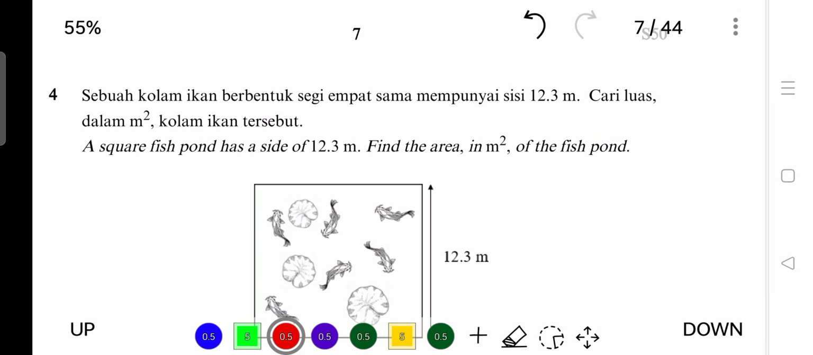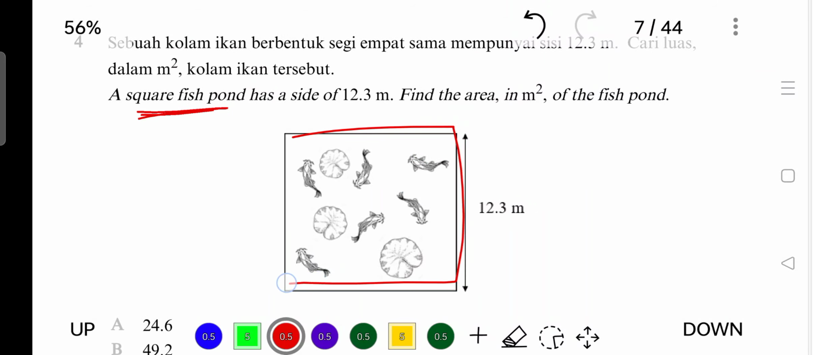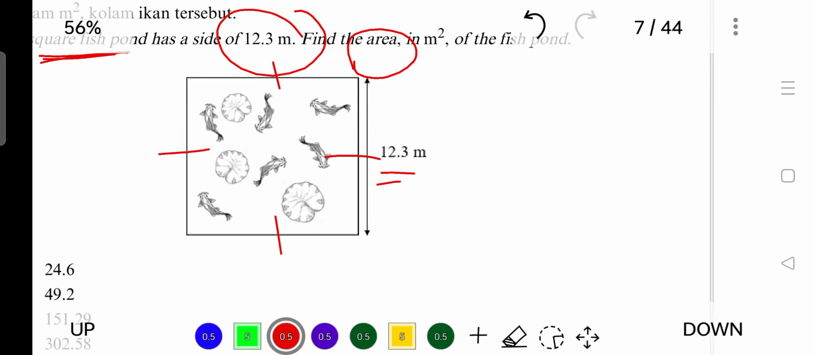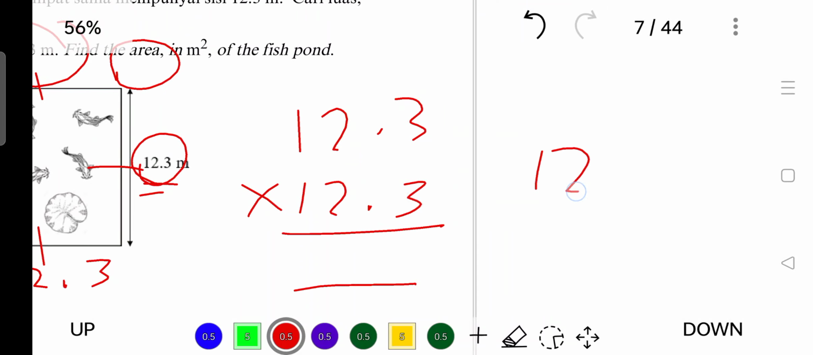Okay, a square fish pond. Let us highlight. They mentioned a square. This is a square fish pond. Square means the sides should be the same. Alright, side is 12.3. Find the area. How do you find the area of a square? Simply, you take this 12.3, everywhere is the same, right? You can multiply them separately, okay? Or what you can do is simply square the number. They are both the same.